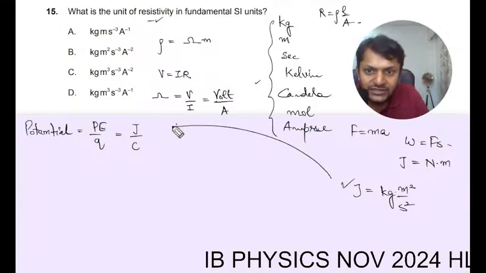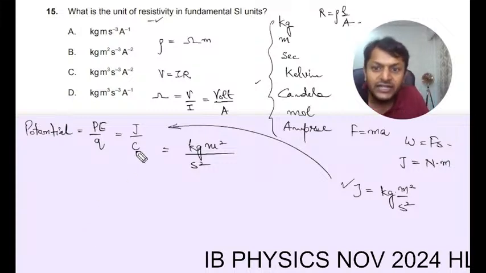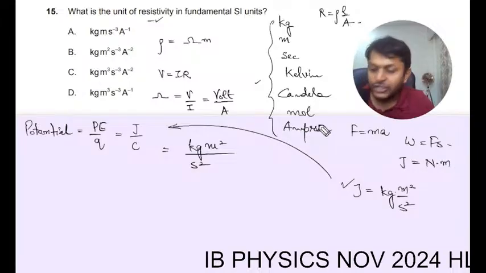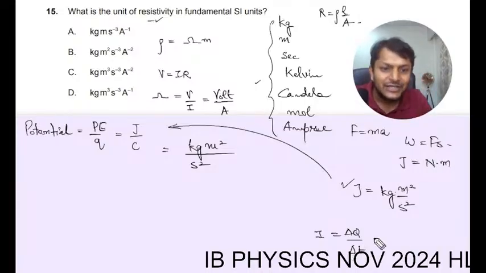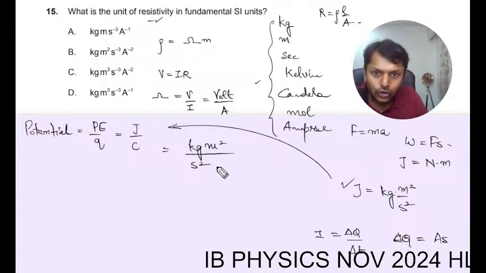So that will be substituted here. It will be kg meter square divided by second square divided by coulomb. Now coulomb is again not in our list here, so what can we do? But I know that I is equal to delta q by delta t. From there we will find the coulomb. From here I can say that delta q is current into time. It can be written as ampere second. Now this is potential, so I would be substituting in the potential.